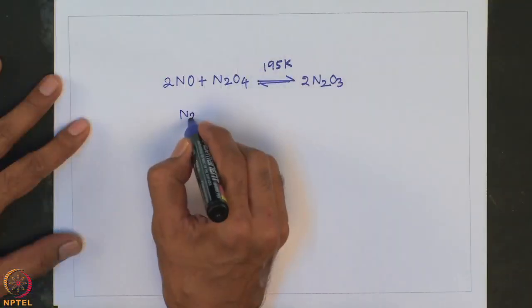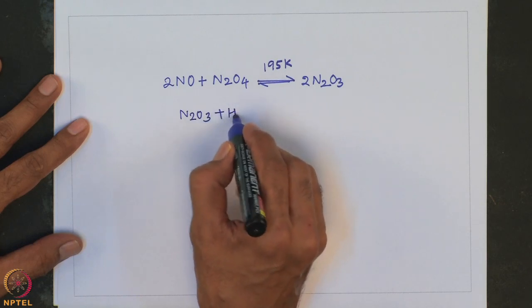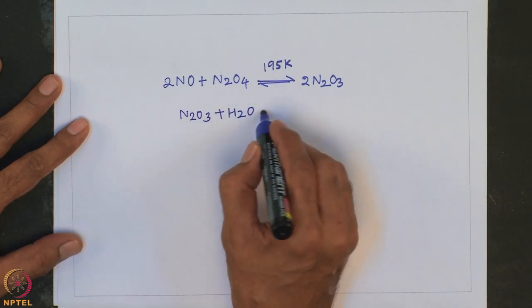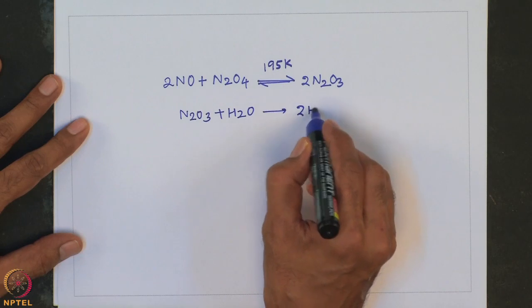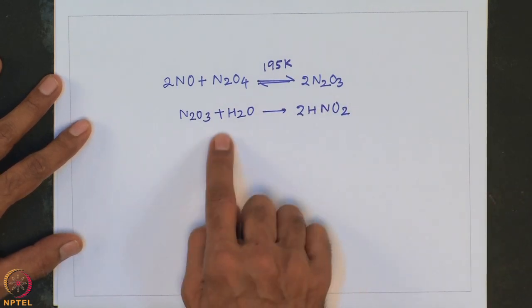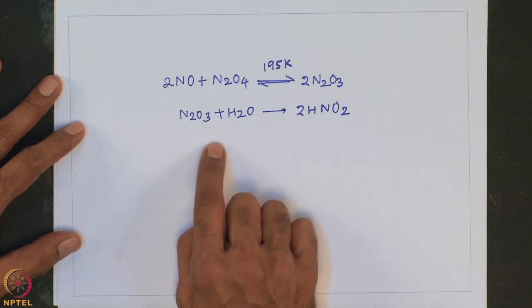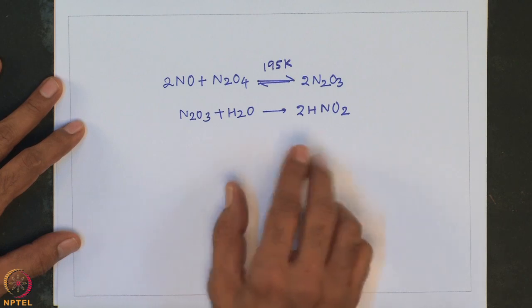Dinitrogen trioxide is water soluble and is the acid anhydride of HNO2, that is nitrous acid. Okay. So, if you remove the water, it gives anhydrous dinitrogen trioxide, but on addition of water it gives back nitrous acid.